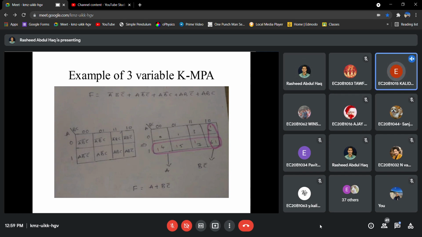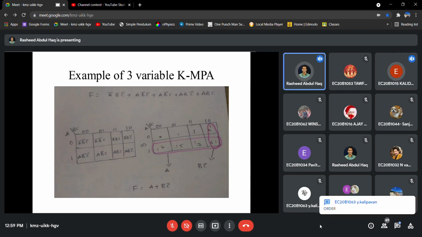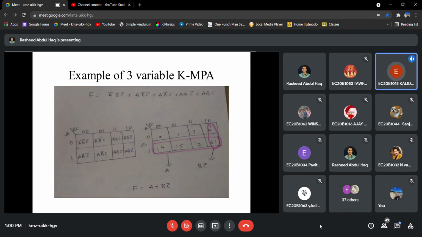Sir, what is that 0, 1, 3, 2, 4, 5, 7, 6? In the K-map you wrote 0, 1, 3, 2, then 4, 5, 7, 6. That is just the decimal conversion, the decimal positions. I'm sorry to confuse. That doesn't have any significance. That is just the position. If you don't write that 0, 1, 3, 2, 4, 5, 7, 6, there is no requirement to write it. Without that also you can understand the position of each variable.